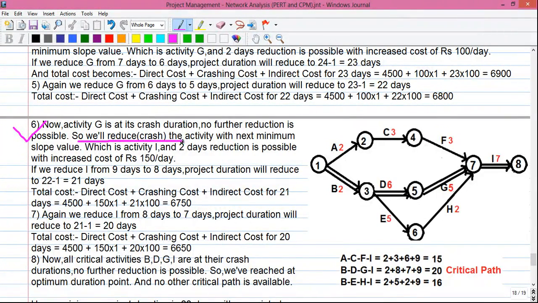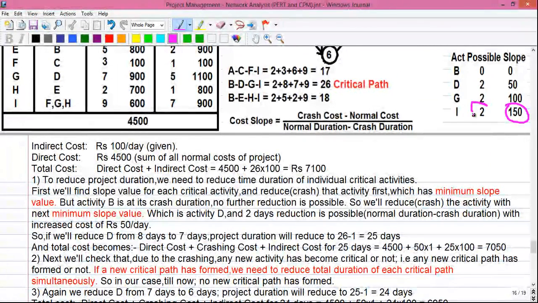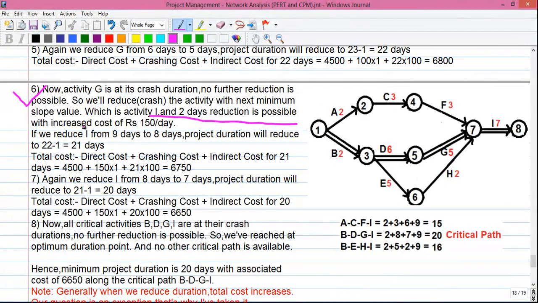So we reduce the activity with next minimum slope value, which is activity I with slope value 150, and possible reduction is 2 days. So which is activity I, and 2 days reduction is possible with increased cost of rupees 150 per day. So if we reduce I from 9 days to 8 days, the project duration will reduce to 21 days. So total cost will become 4500 plus crashing cost of rupees 150 per day for 1 day plus indirect cost for 21 days. So that will become 6750.